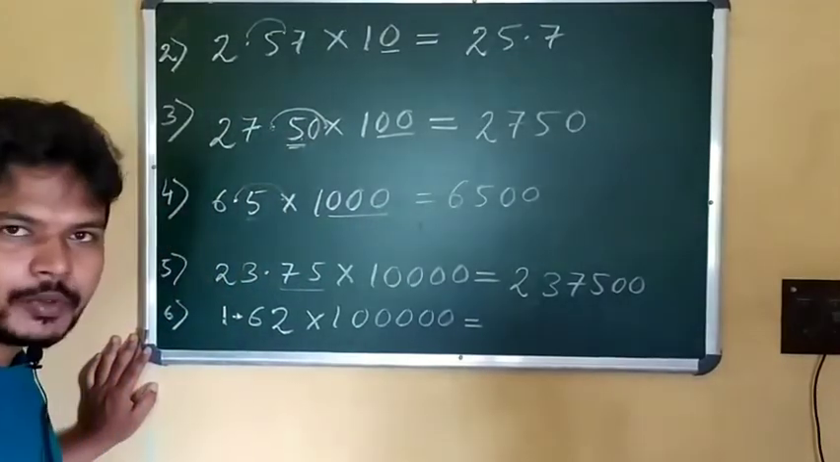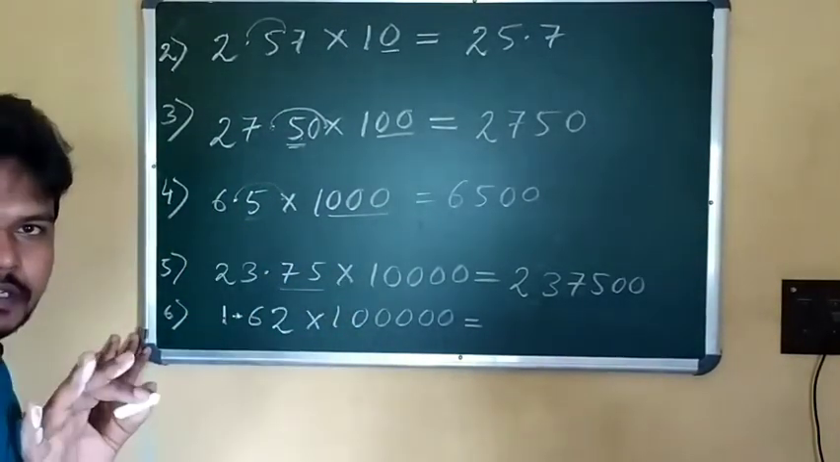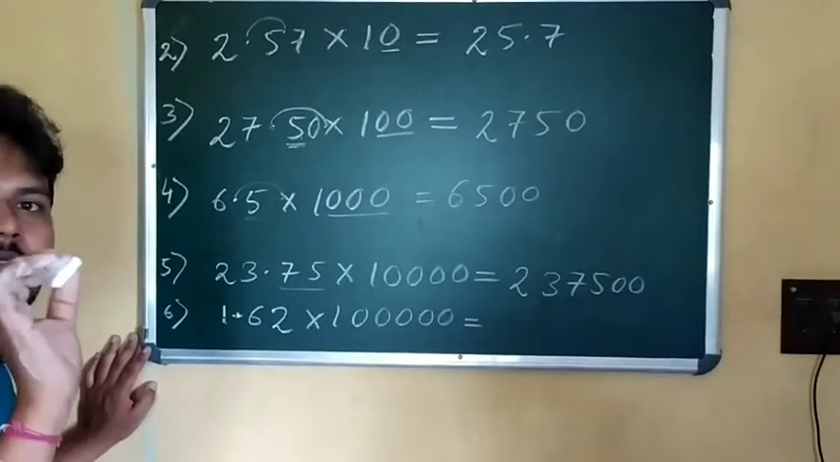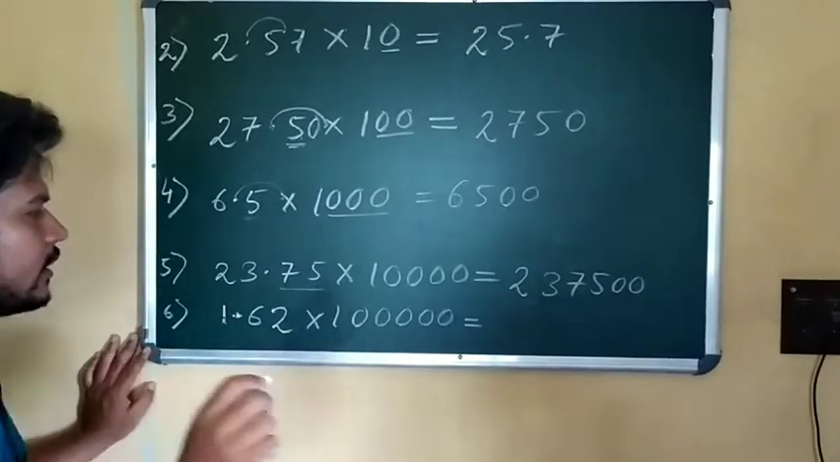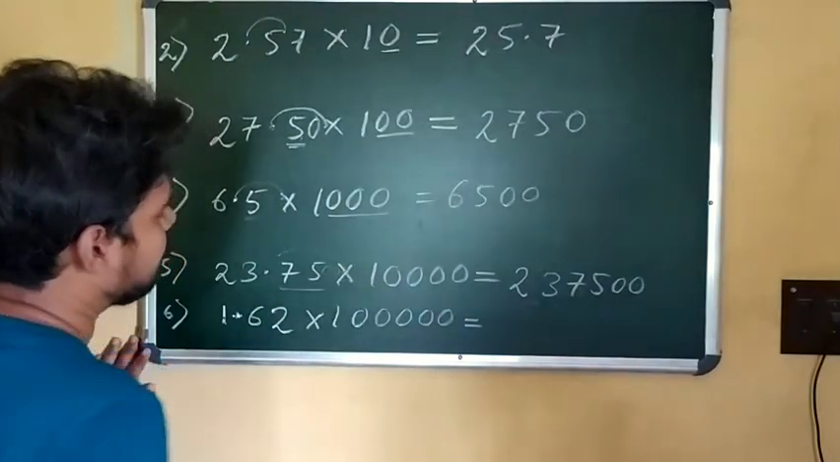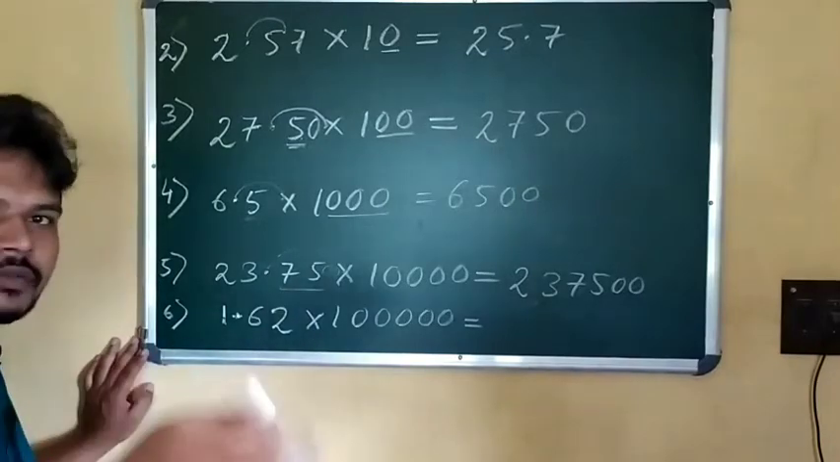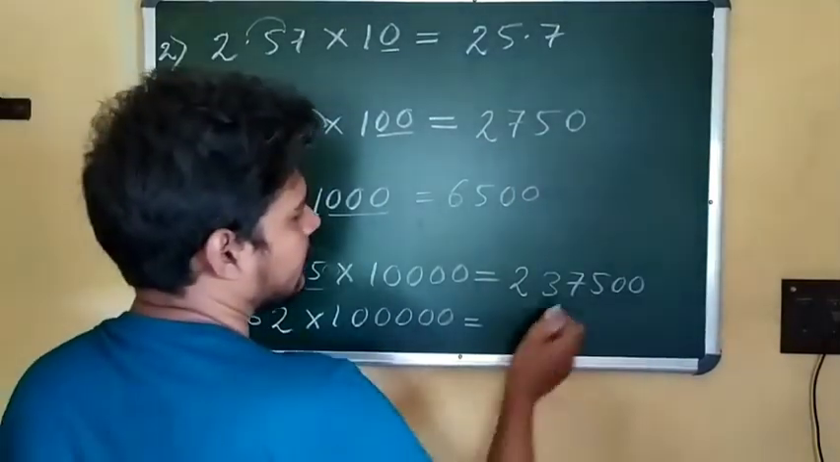So I hope all of you understood this very clearly. If there are insufficient digits, then you have to add zeros. Okay. So you have to add 2 zeros here. Then you place the decimal point 4 digits to the right. So it becomes like this.